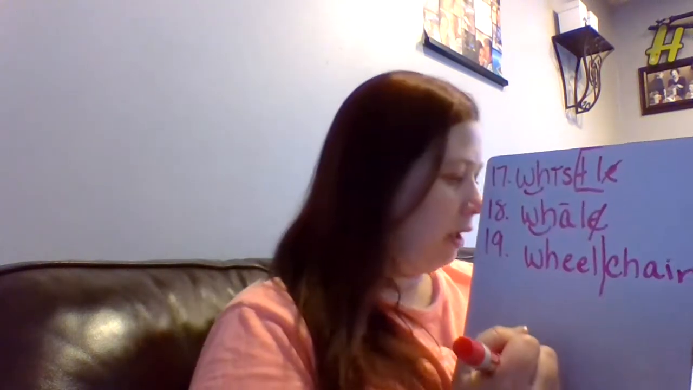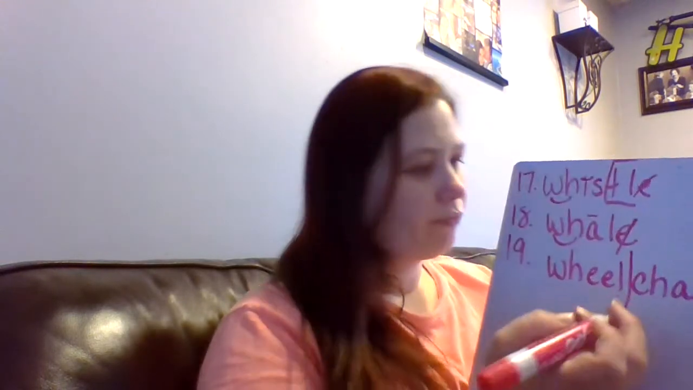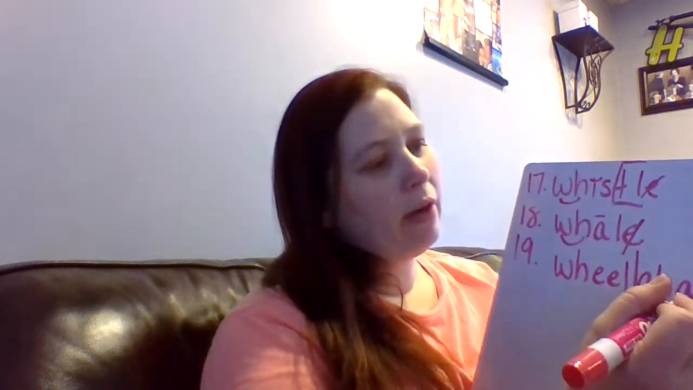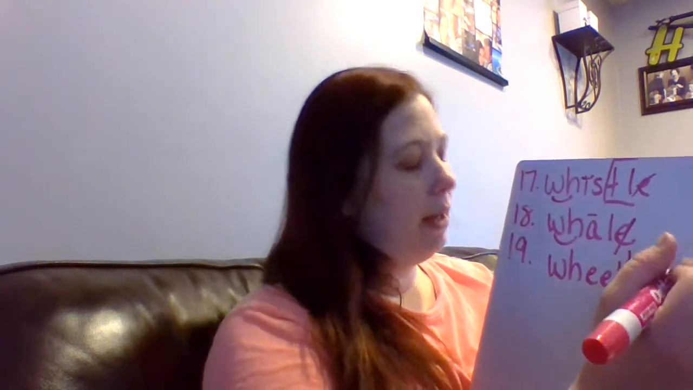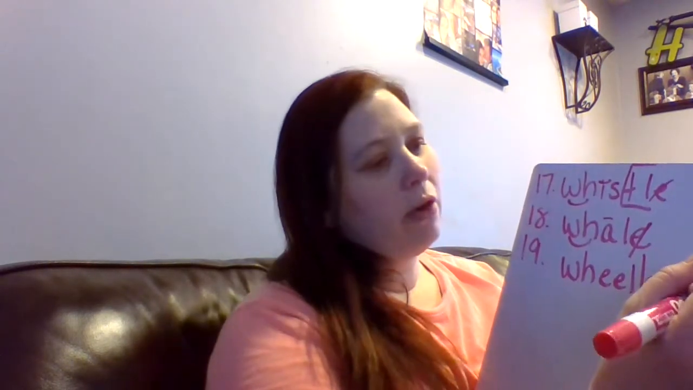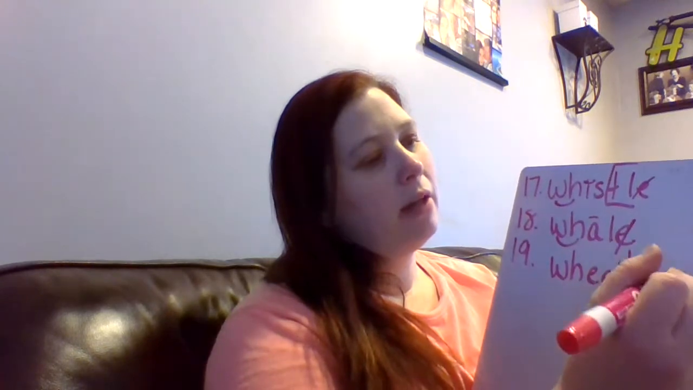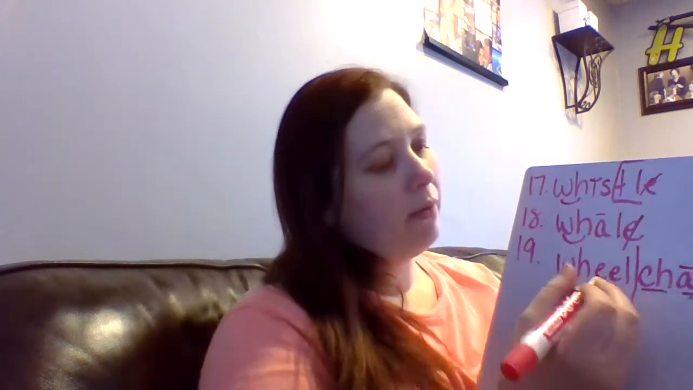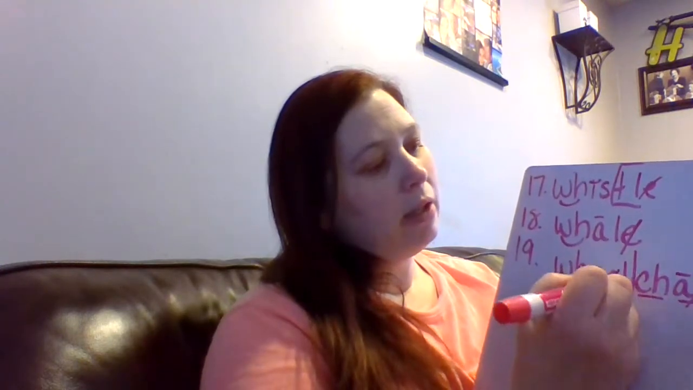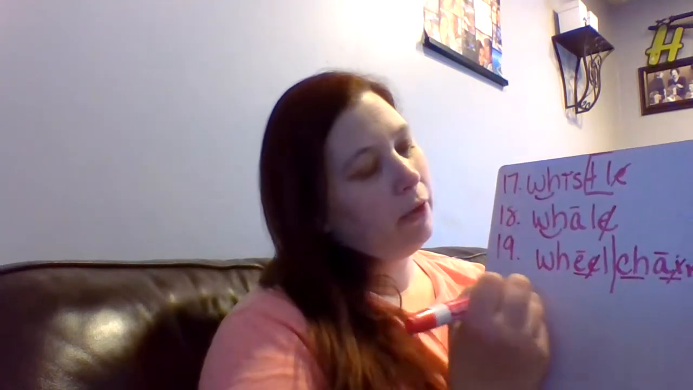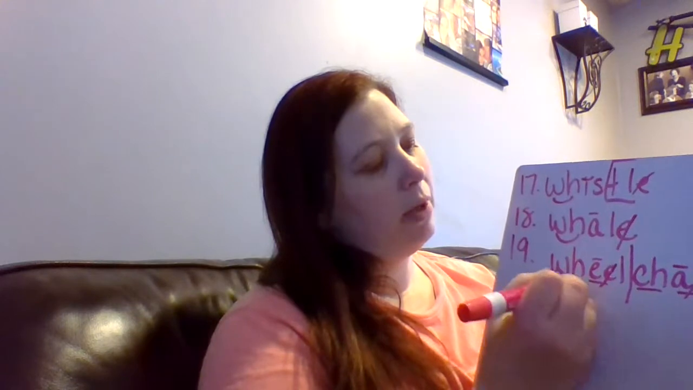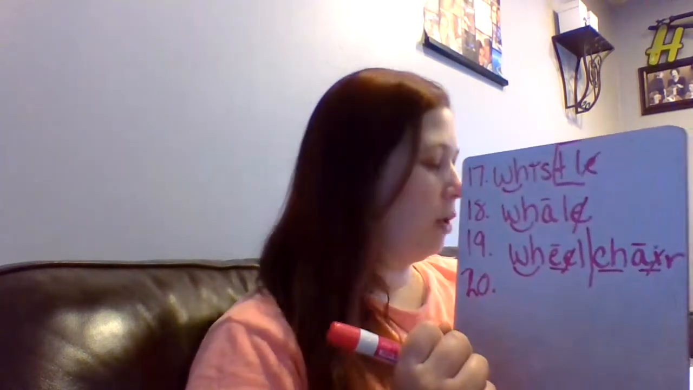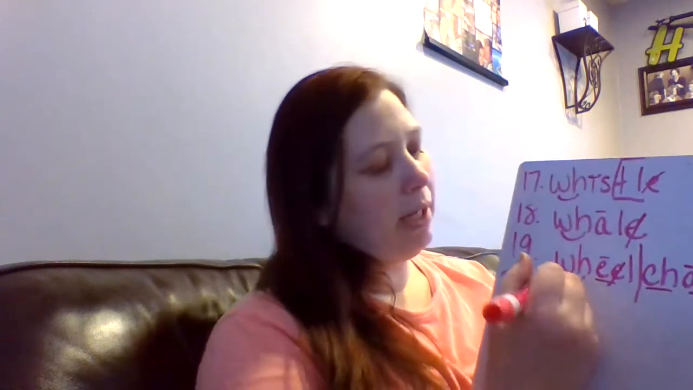Number 19, we have wheelchair, a combination word, or compound word, wheel and chair. We're going to draw a line between the two. We have our digraph CH. We have our digraph AI, where we cross off the I and the A gets a macron. And then we have our combination EE. The second E gets marked off, the first E says its name with a macron, and then we have our combination WH.